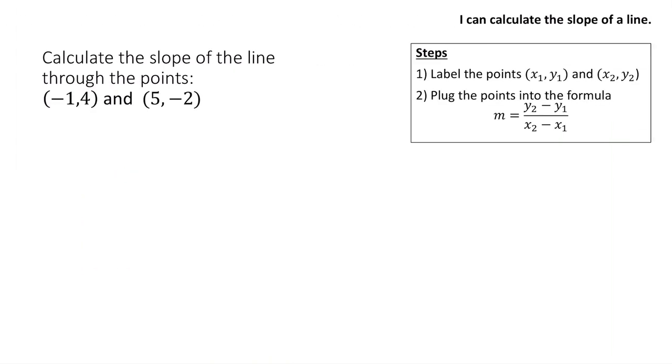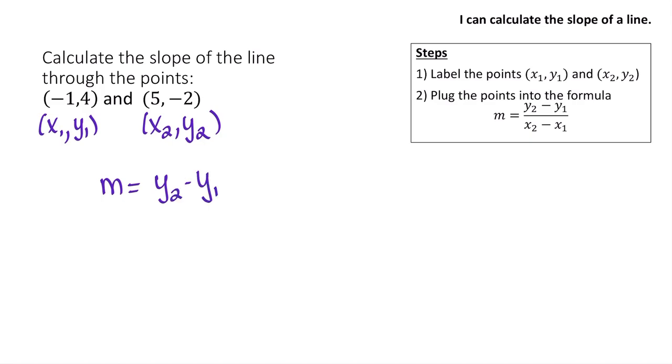So let's calculate the slope of the line through the points (-1, 4) and (5, -2). So once again, I'm going to label my points (x1, y1) and (x2, y2). Now I'm going to plug into the formula m equals y2 minus y1 divided by x2 minus x1. So y2 I've labeled as -2 minus y1 I've labeled as 4, divided by x2, which I've labeled as 5, minus x1, which is -1.